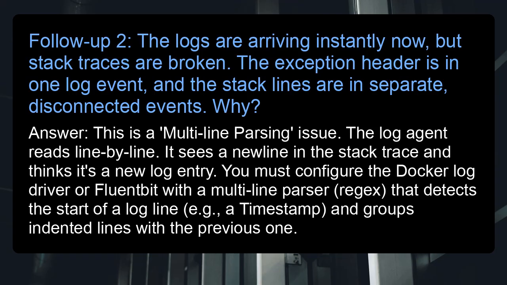Follow-up 2. The logs are arriving instantly now, but stack traces are broken. The exception header is in one log event, and the stack lines are in separate disconnected events. Why? Answer: this is a multi-line parsing issue. The log agent reads line by line. It sees a new line in the stack trace and thinks it is a new log entry. You must configure the Docker log driver or FluentBit with a multi-line parser, a regex, that detects the start of a log line, for example, a timestamp, and groups indented lines with the previous one.